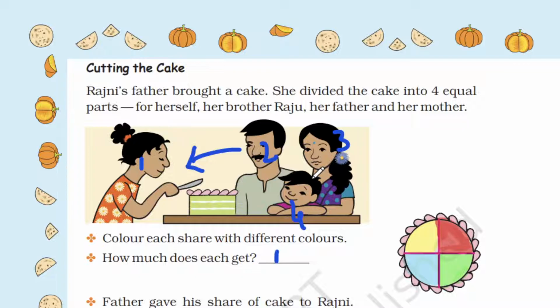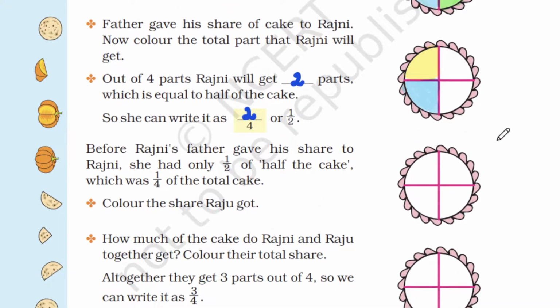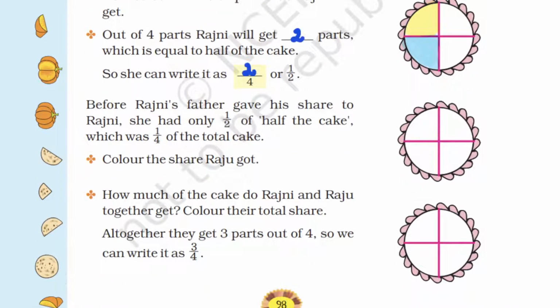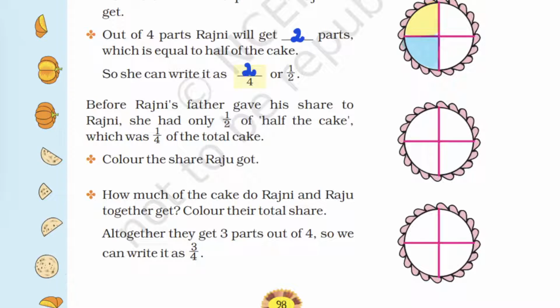So let me share her brother Raju now. Let me color Raju's portion, which is red color. Don't make it complicated, students. It's very, very simple. So this is Raju's portion.